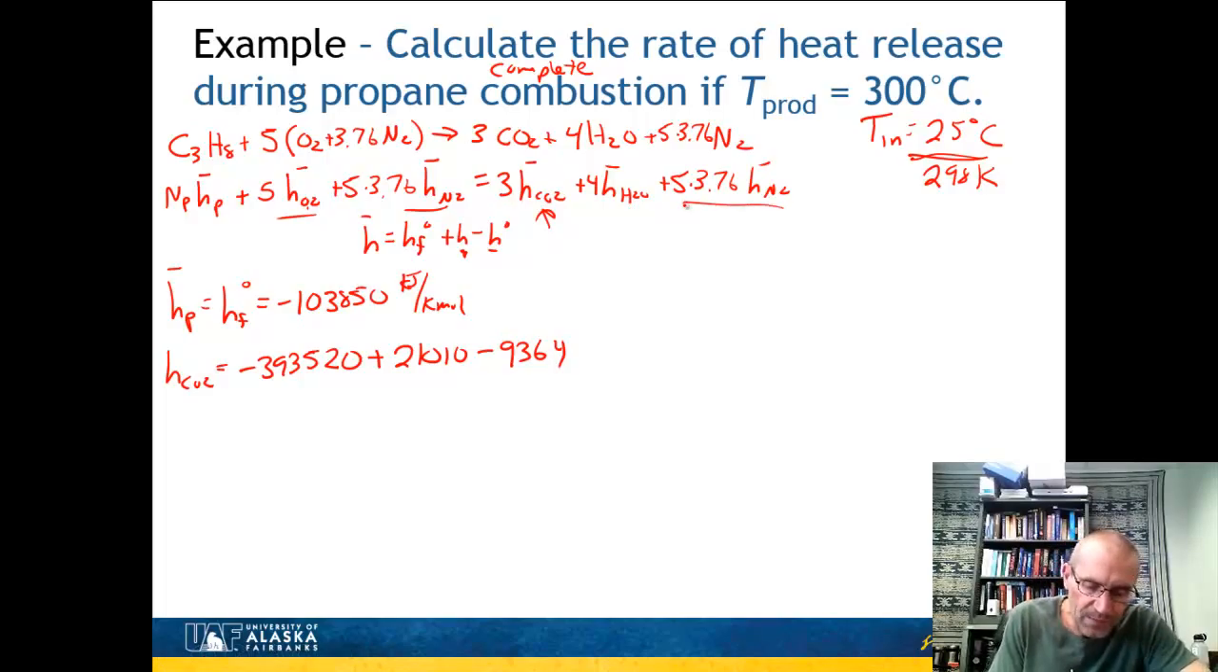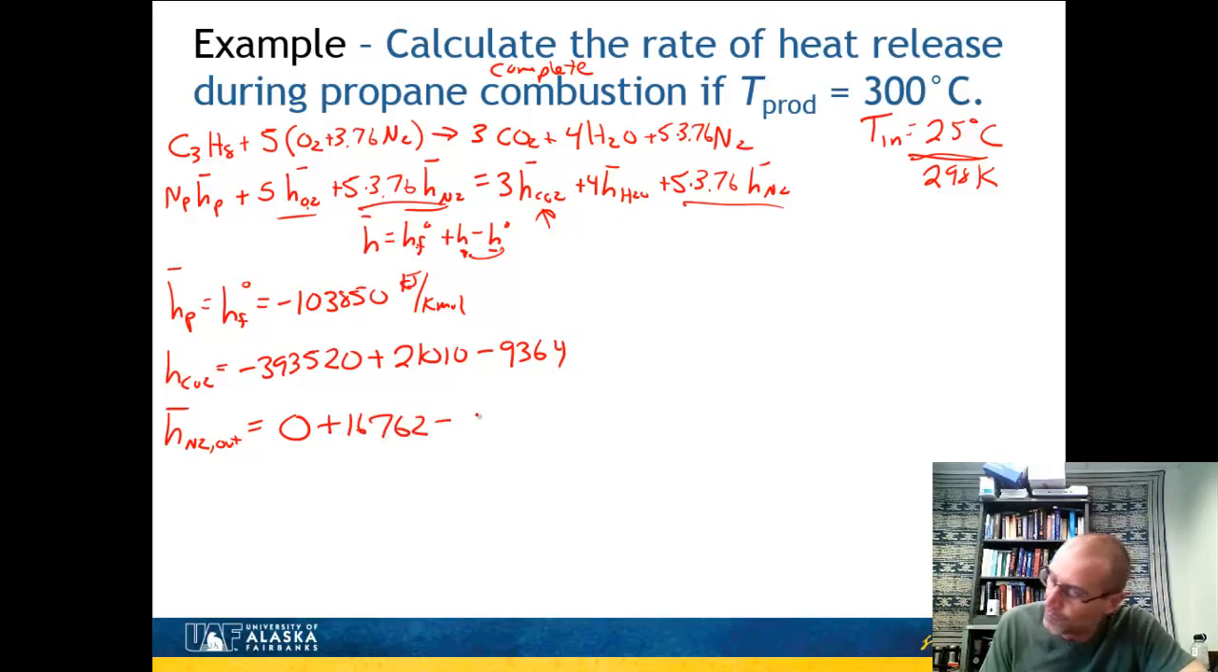The last thing to look at is this value for N2. Now, this one over here, I was able to say that it was 0 because it was at 25. So I had heat of formation of 0 and H minus H0 was 0. Those are going to cancel. But that's not going to be true when it's coming out at 300. So I need to have H of N2, and maybe think of an H to the N2 going out. 0 for the enthalpy of formation, but I need to account for its temperature change. So that is 16,762 minus 8669. So again, that value there is at 298, and this one right over here is at 300 degrees Celsius.